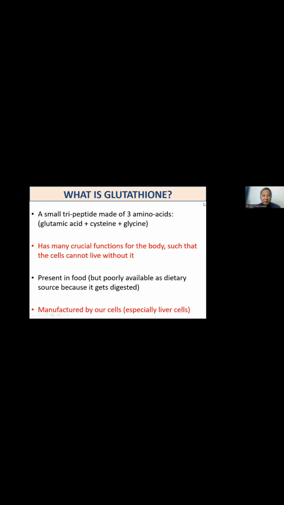So what is glutathione? A small tripeptide, that is, it is made of 3 amino acids, glutamic acid, cysteine, and glycine, with many crucial functions for the body, such that the cells cannot live without it. It is present in the food that we consume, but it is poorly digested, and therefore it's a poor source for us. It is fortunately manufactured by our cells, and especially our liver.